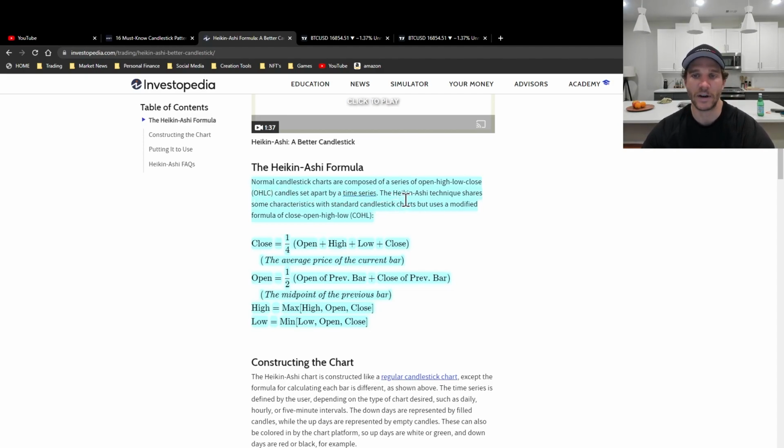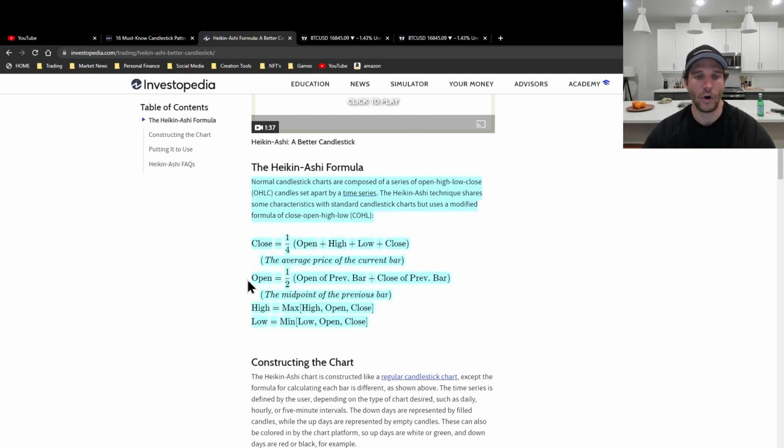The Heikin Ashi technique shares some characteristics with the standard candlesticks, but uses a modified formula of close, open, high, and low. So you notice here that there is a difference. The way these are calculated in the Heikin Ashi formula is the close is 1/4 of the open plus the high plus the low plus the close of that current bar, so that day, the average price of that current bar.